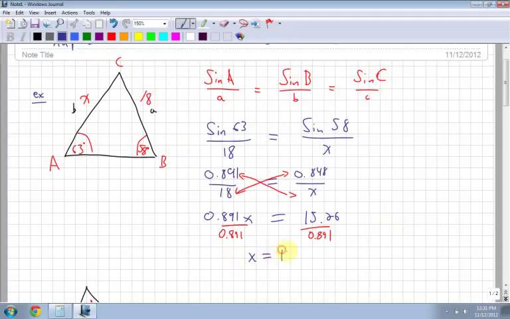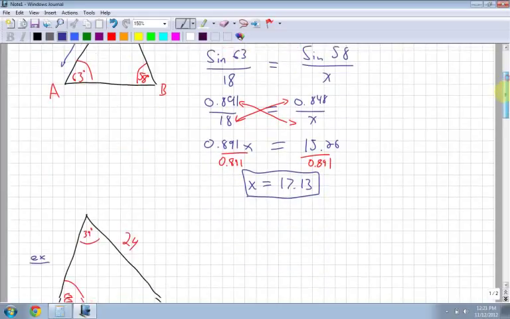So x is equal to 17.13. And that is the length of this side over here. That's what we found. So that's the first example, running through the sine law, how to set it up, and what you need. And that's how to solve for a missing side.